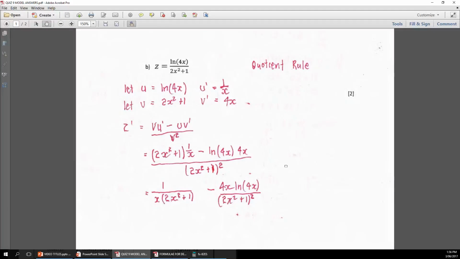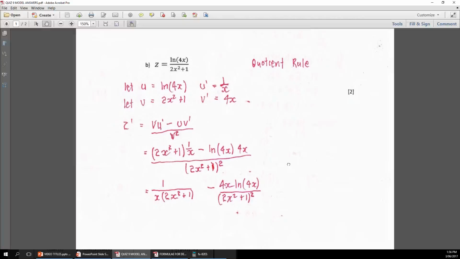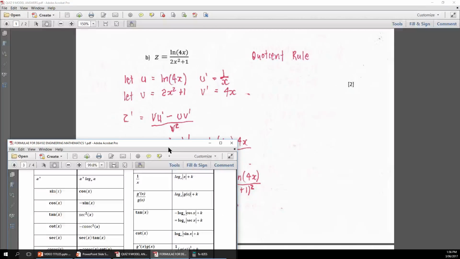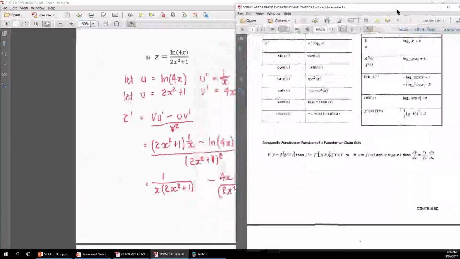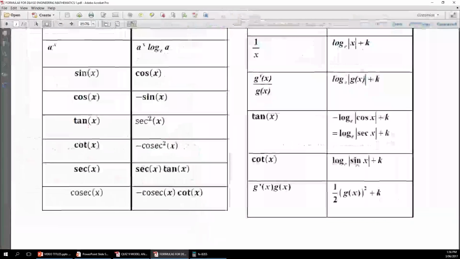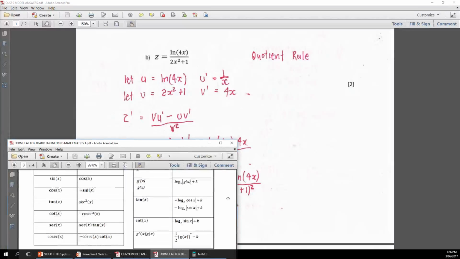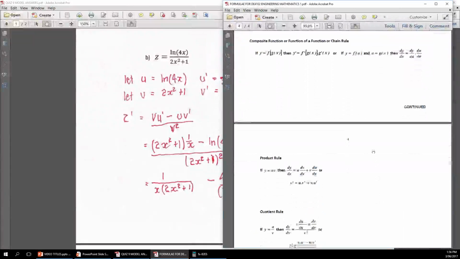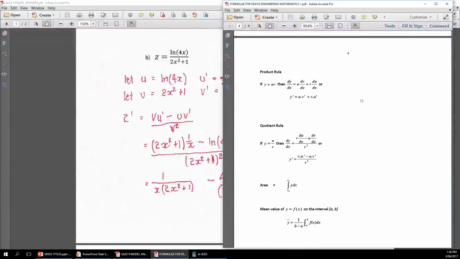All right. Now the next one here, we can see that it's something over something. So quite clearly, it's the product rule. Let's just bring up our formula sheet. So here's our formula sheet, and it's continued down here. Bring up the formula sheet. So here we have the product rule.